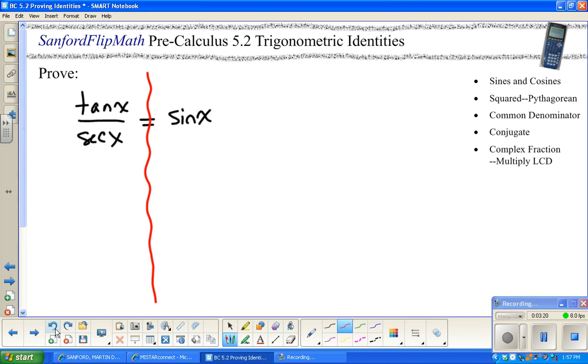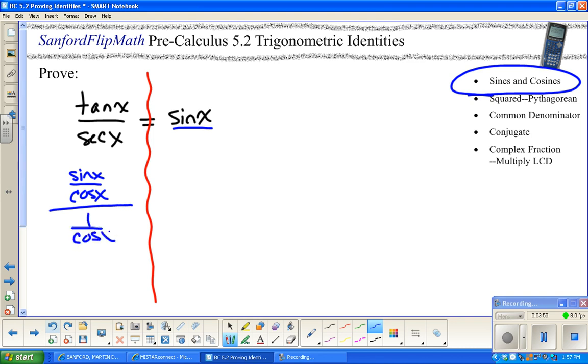Okay, so I'm just going to work on this as if I never saw the other side. I'm going to pretend it was section 5.1, and my goal is to make it equal to sine. All right, so here we go. Instead of writing tangent, now I know that I want this to look like sine, so I'm going to do the whole sines and cosines thing. So here are those strategies that I've been working with. I'm going to change this to sines and cosines. So sine x over cosine x, over 1 over cosine. Well, that's kind of disgusting looking.